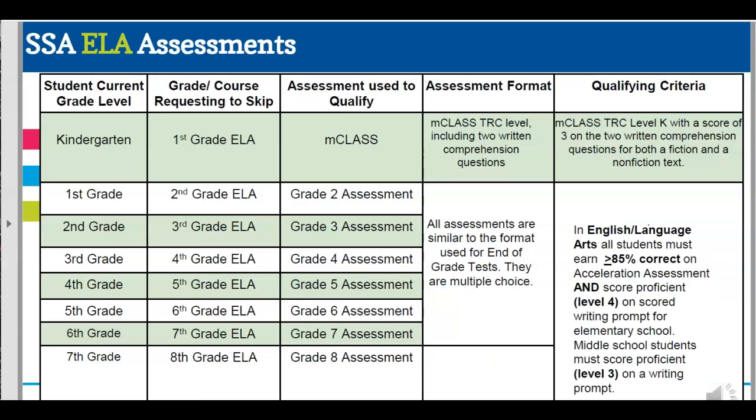I want you to pay close attention to the ELA. On the right side, it says, in English language arts, all students must earn at least an 85% or higher correct on the acceleration assessment and score a proficient, which is a level 4, on a writing prompt. So it's very important that you understand for your child to qualify for SSA, ELA, you have to pass the reading portion and the writing portion.